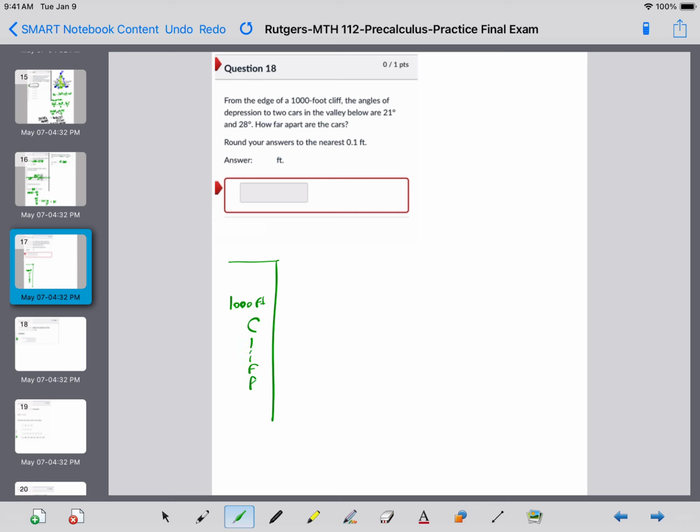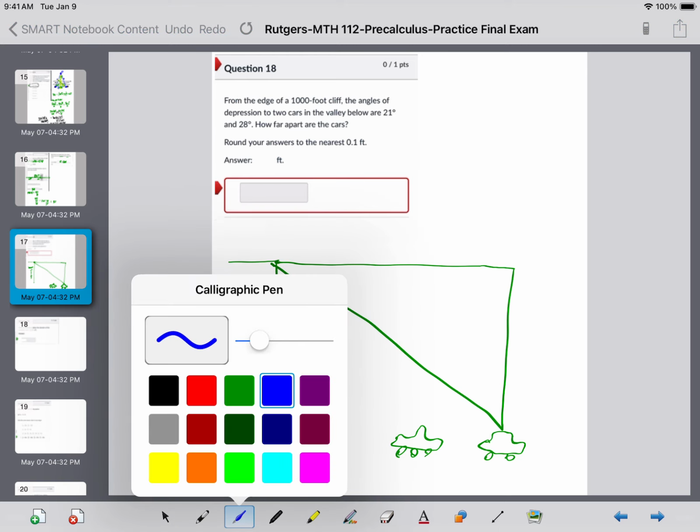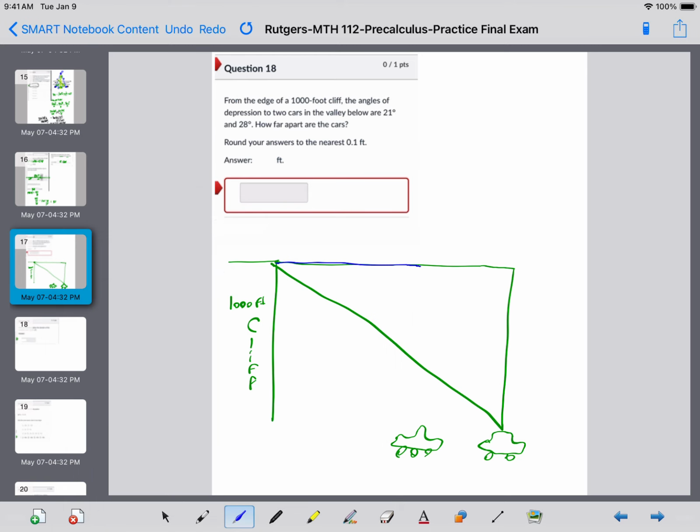You need the angle of depression. So we're going to create a right triangle facing down of 2 cars. So this is 1 car, and then let's say we have another car here. Okay. So this is the right angle.